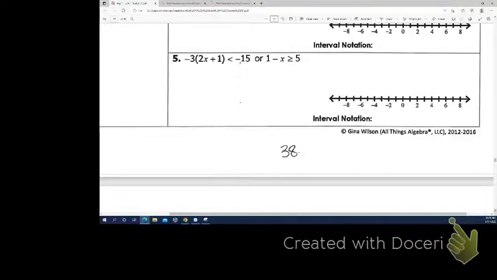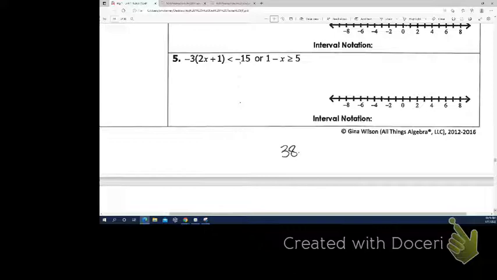So number 5 on page 38, we have another compound inequality. This compound inequality is an OR situation, so I anticipate that when I make my graph, they're going to go in opposite directions. But I just solve each part of the inequality separately, and then after I've solved, I can put them on the graph. They're going to share the same number line.